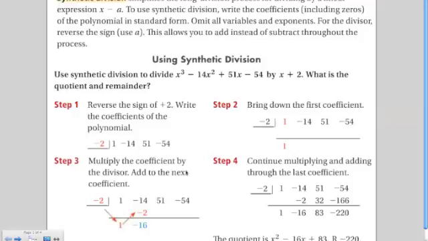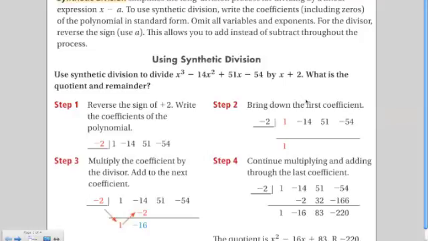Synthetic division is using the coefficients of the polynomial and the a term of the linear divisor. So you can only use synthetic division when you're dividing by a linear polynomial. So x plus 2 is a linear polynomial with degree 1, coefficient of 1.